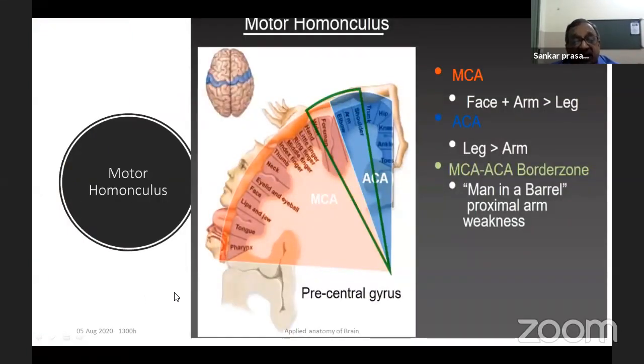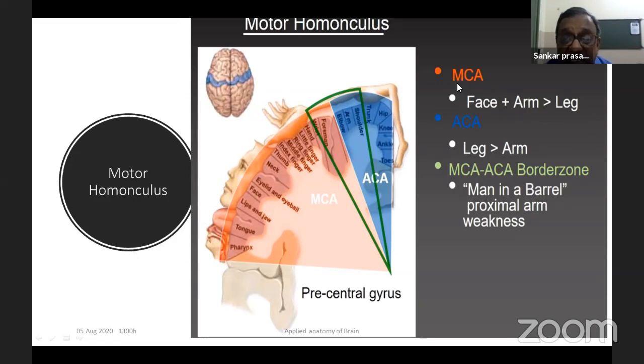Simply understanding that brings us to the motor homunculus. In the precentral gyrus, you see the representation of the thigh and leg is maximum, the thumb is maximum, and the trunk is very minimal. Again, the face is maximum. Whenever you have an infarction in the watershed area between the anterior cerebral artery territory and the middle cerebral artery territory, you can get man-in-a-barrel syndrome, where proximal arm weakness is greater than anywhere else. The arms cannot move.